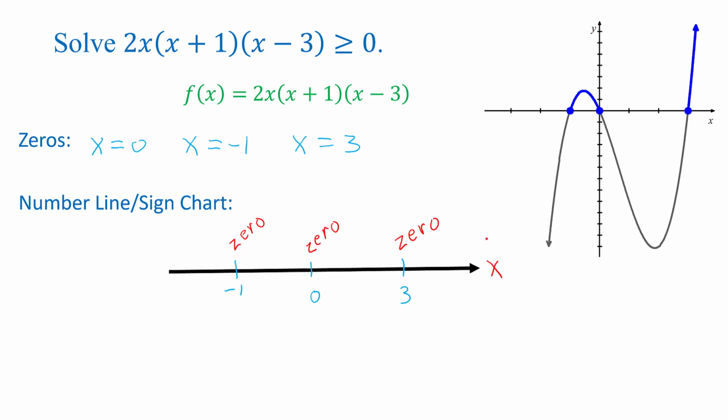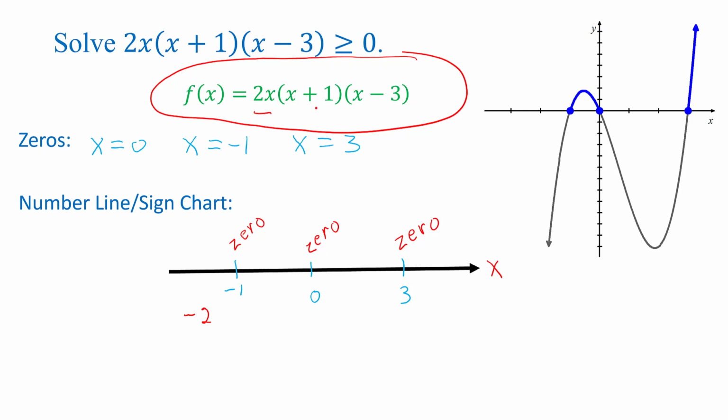Okay, so to the left of x equals negative 1, let's test negative 2. So I'm going to come up to my factored version here of f of x, and 2 times negative 2 would be negative. Negative 2 plus 1 is negative. Negative 2 minus 3 is negative. A negative times a negative times a negative would give me negative y values in that region.